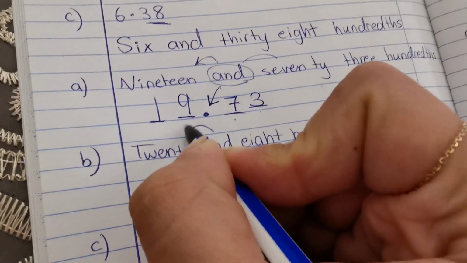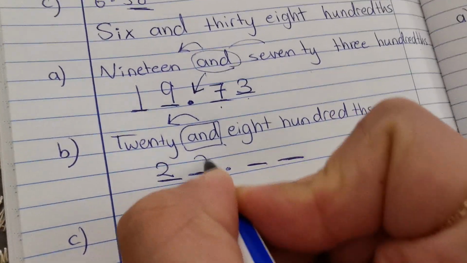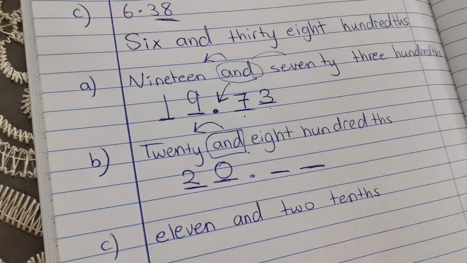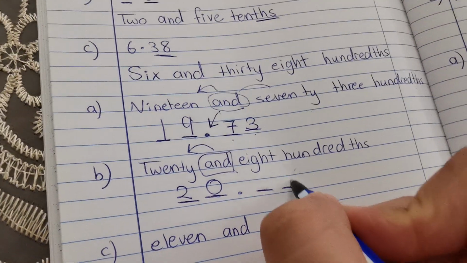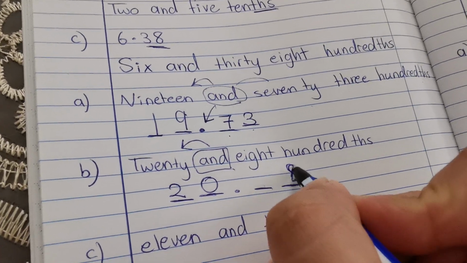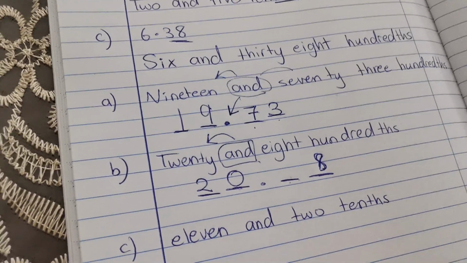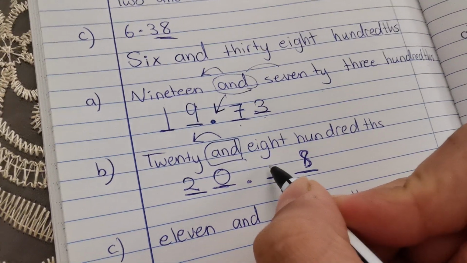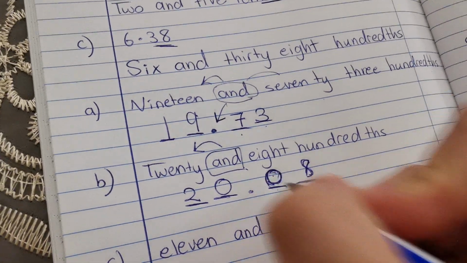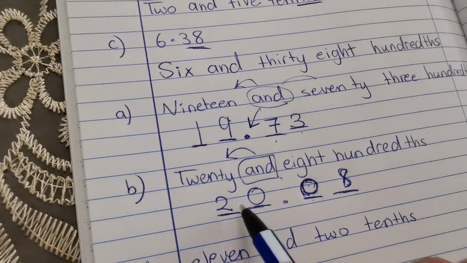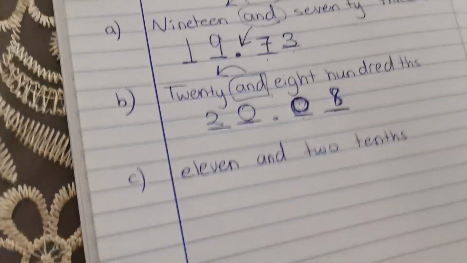Let's try here. We're gonna put 4 dashes. We're gonna start to the left of "and". What do we have? We have 20. To the right of "and", what do we have? We have 8 hundredths. So I should have 2 digits and I should write 8 over here. Why didn't I write it over here? Because it's 8 hundredths. Can I leave this empty? No, of course. I'm gonna put 0. So 20 and 8 hundredths.